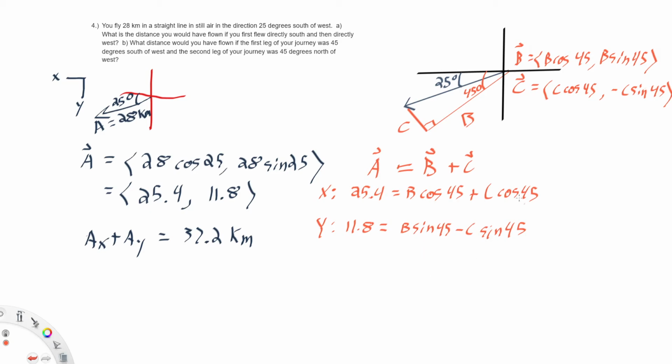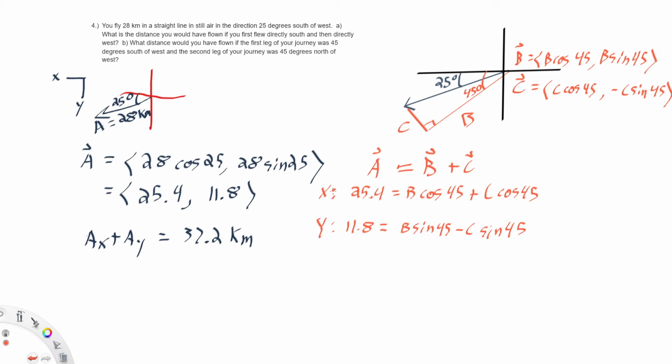So we've got a system of two equations, two unknowns. We don't know b, we don't know c. So in principle, we can just solve these. I think the easiest way is to realize that cosine 45 and sine 45 are the same. They're both radical 2 over 2.